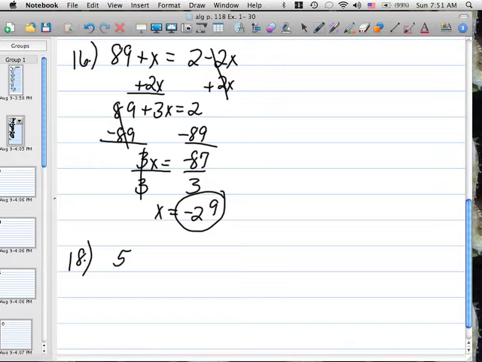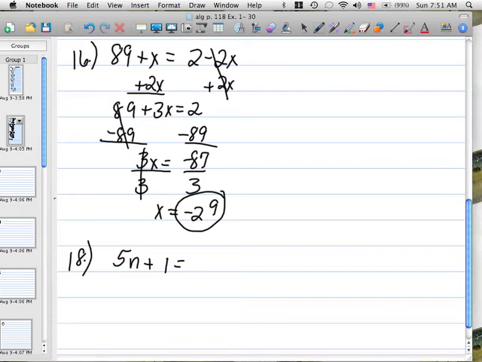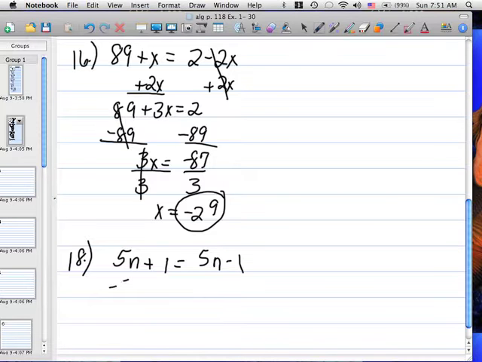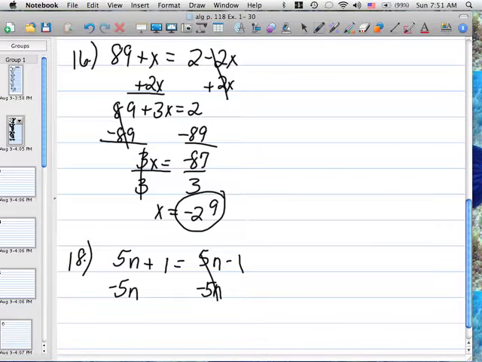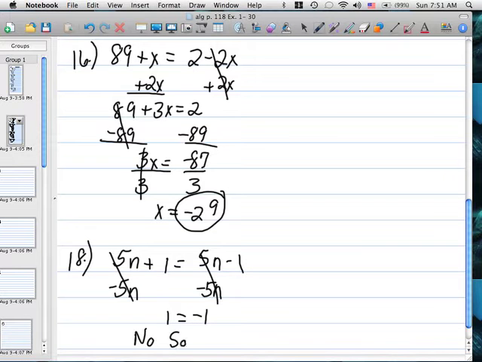Problem 18, 5n plus 1 equals 5n minus 1. Trying to get the n's on one side, we end up subtracting 5n from both sides, and we get 1 equals negative 1, which is a false statement, so no solution.